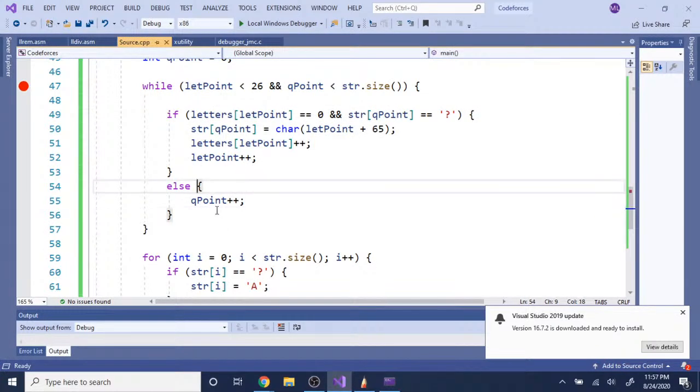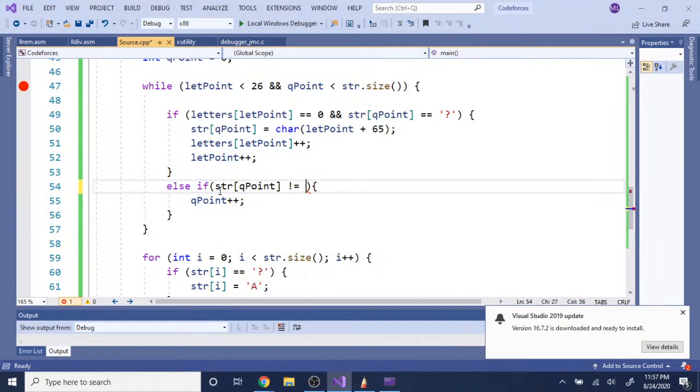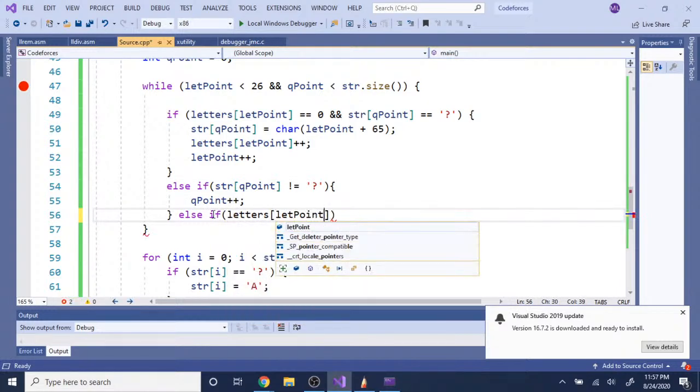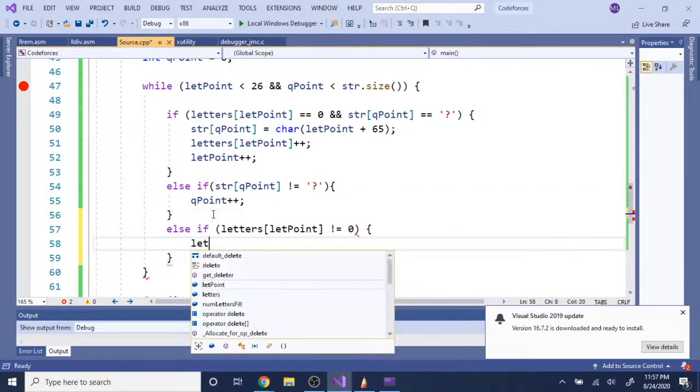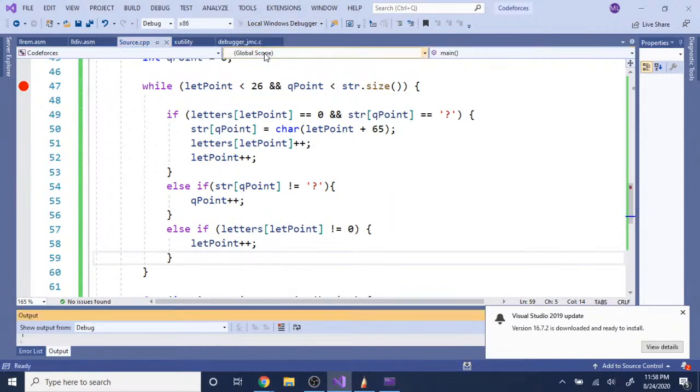So we have to check individually if it doesn't work. So if str at Q pointer is not equal to question mark, then Q pointer plus plus. Else if letters at letter pointer is not equal to 0, then we have to do letter pointer plus plus. That's what we have to do. Okay? So that would actually move the pointers down.